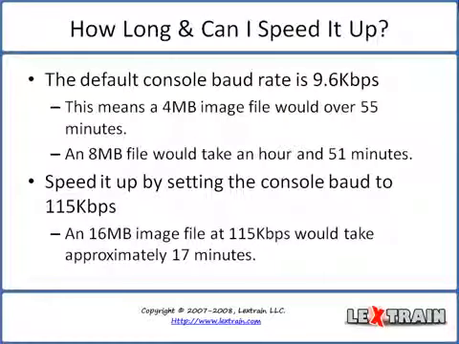In this slide, I'm going to answer two of the common questions that everybody has about xMODEM, which is how long it takes and how you can speed it up. The default console baud rate for a Cisco device is 9600 bits per second, 9.6 kilobits per second, and that means that it would take a 4 megabyte image file over 55 minutes to xMODEM, and an 8 megabyte image file would take over an hour and 51 minutes, approximately 2 hours to xMODEM. Of course, you can speed this up by setting the console baud rate to 115 kilobits per second, or 115,200 bits per second, whereas a 16 megabyte image file would take approximately 17 minutes to xMODEM.